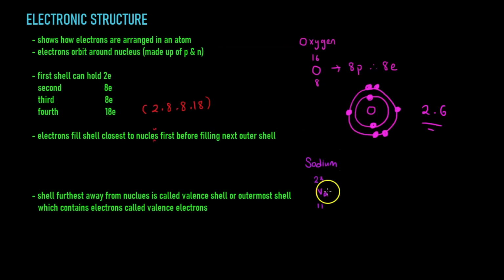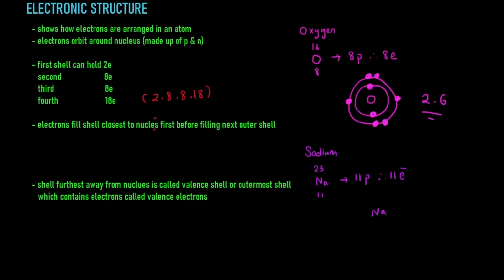Sodium is 23, Na 11. I can see that I have 11 protons now. Therefore, I have 11 electrons. Makes sense, right? What I do is I put Na at the center. Let me just get more space. Then I draw the first circle around it. And then I fill in the electrons. Maybe I need 2 in the center, right? Because the first shell can hold 2 electrons. 1, 2. And then the second shell can hold 1, 2, 3, 4, 5, 6, 7, 8. Correct? The second shell can hold 8 electrons here.